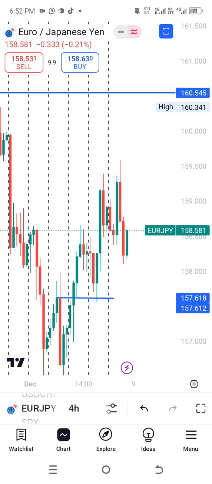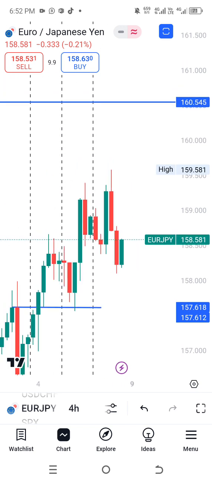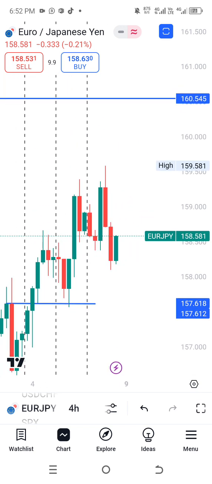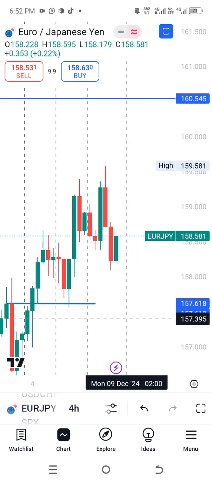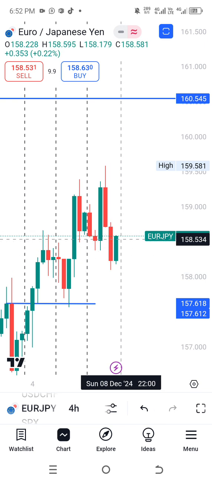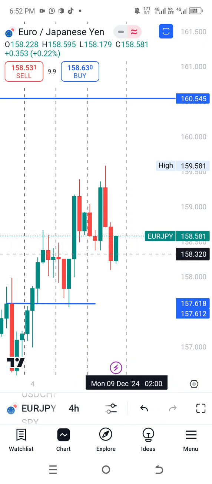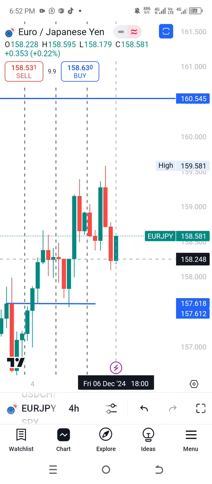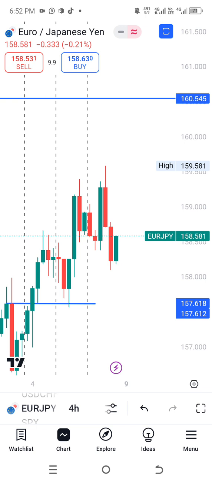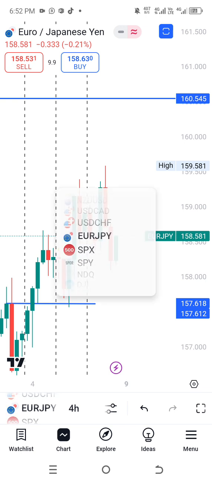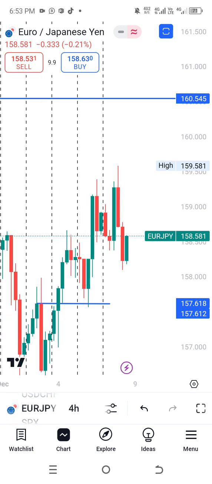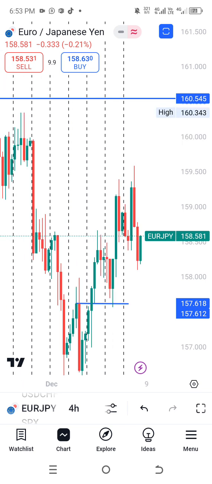So you can still take advantage of EURJPY. You get that now? Take advantage of EURJPY. If price gives you a setup on lower time frame Monday or Tuesday, as the case may be, you can take a buy entry and target 160.545.